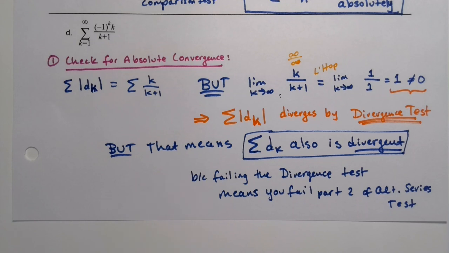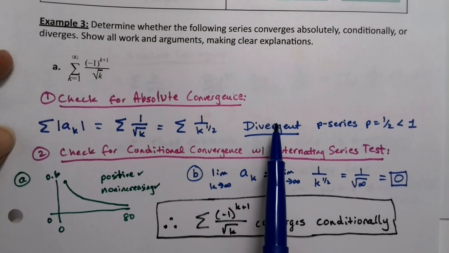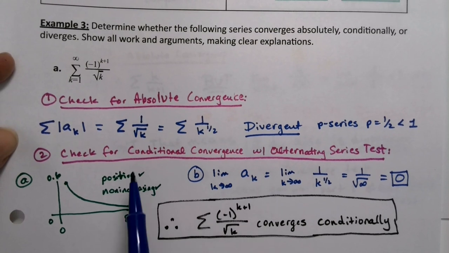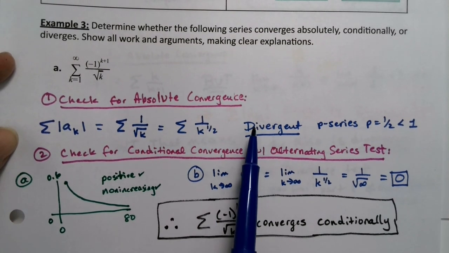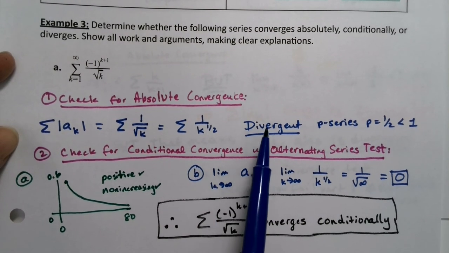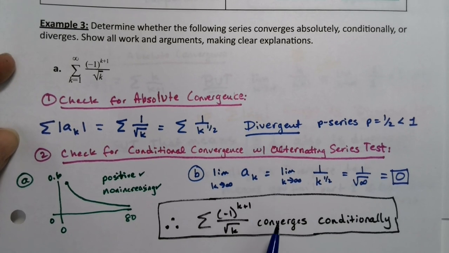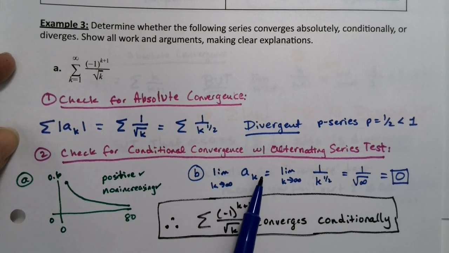But keep in mind, you can diverge for other reasons, in which case then you do have to do all the rest of this. But if this had failed the divergence test first, if this would have been divergent because of the divergence test, we wouldn't have had to do all of this, because then you automatically fail part B and you're done.